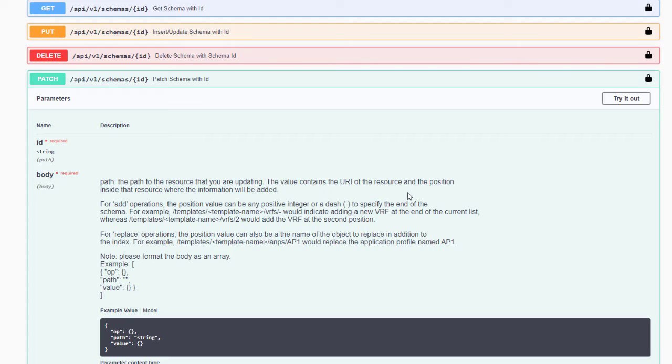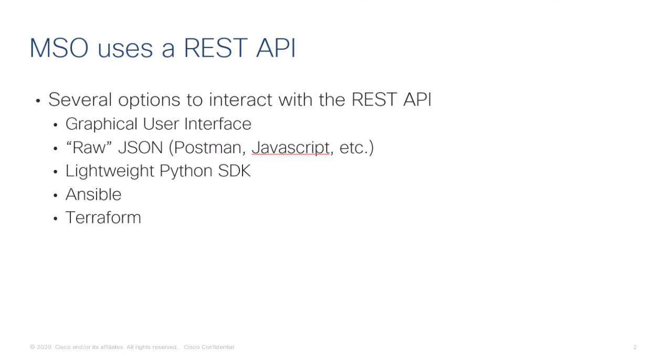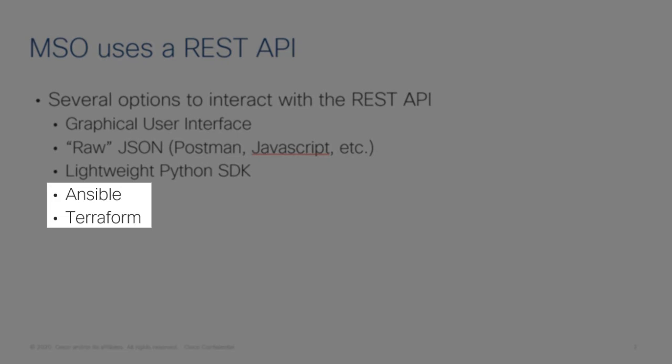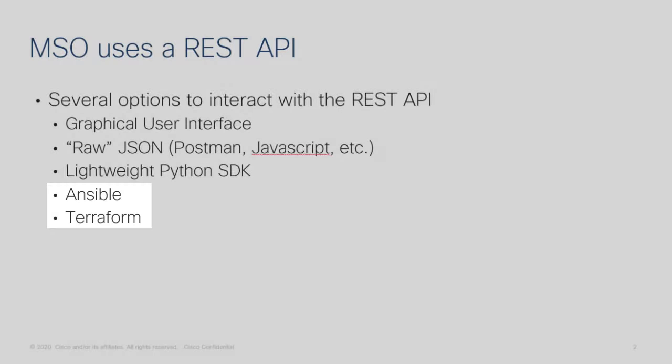So we've covered the REST API, how the UI uses it, and how you can use it with a higher level programming language. Well, what if you're not a programmer? What if you are used to a different tool such as Ansible or Terraform? Well, good news, because there is an Ansible option and a Terraform option for automating MSO. In terms of Ansible, we have 30 plus modules, and we have a Terraform provider, which is also available.